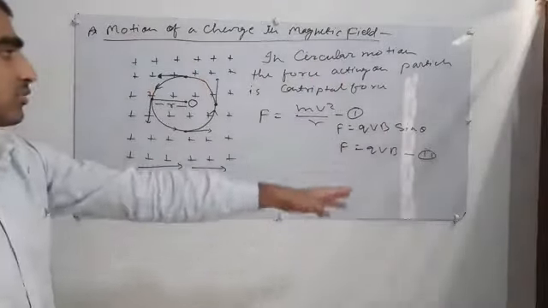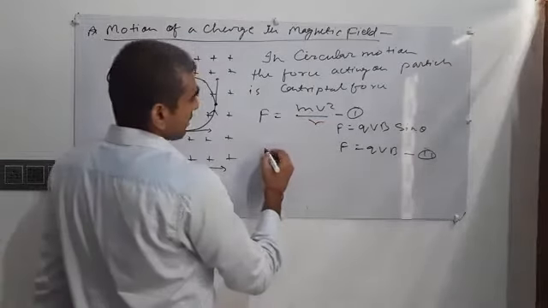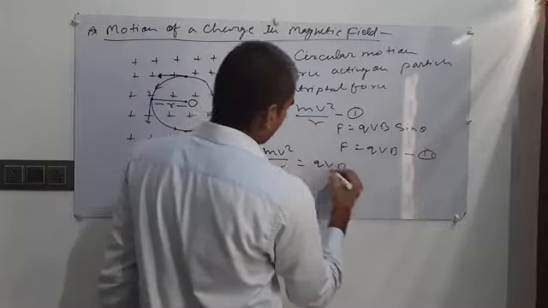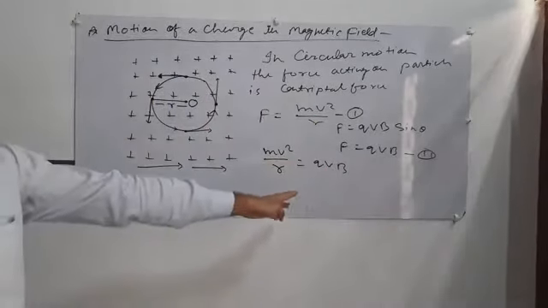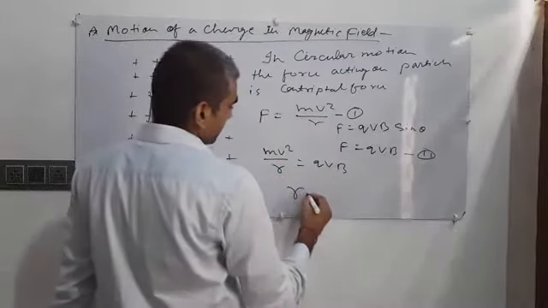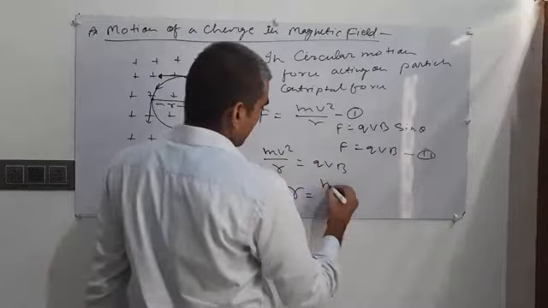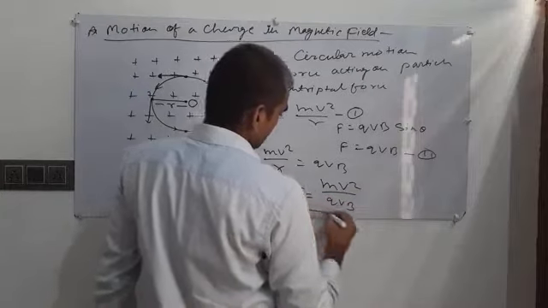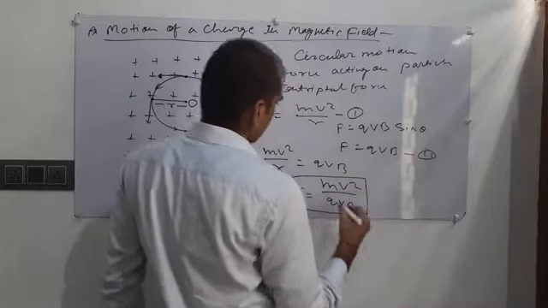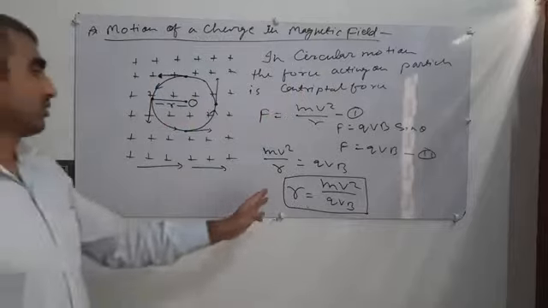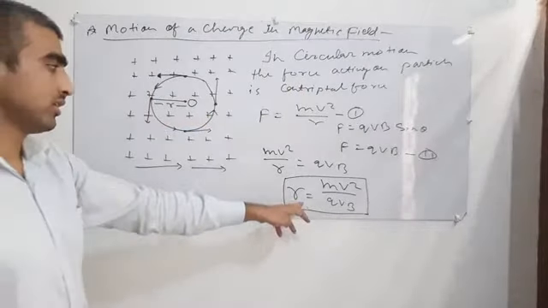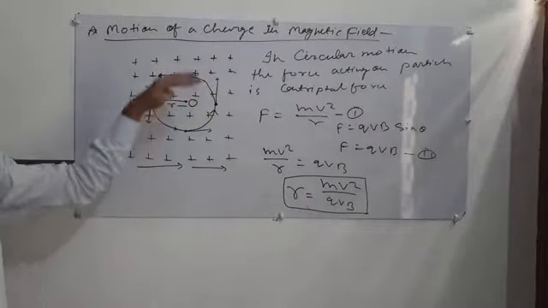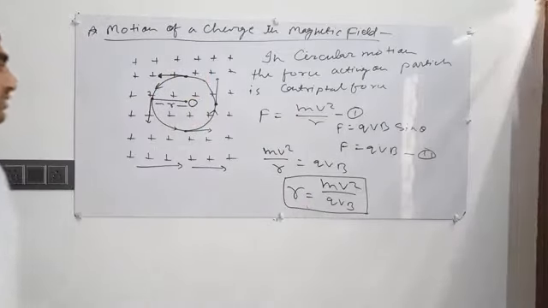Now when we relate these two equations, that means mv square upon r equals qvB, so mv square equals qvrB. That means the value of r will be mv upon qB. This is the relation of charge with respect to radius in the motion of a charge in a magnetic field when it moves in a circular way. I hope you understand.